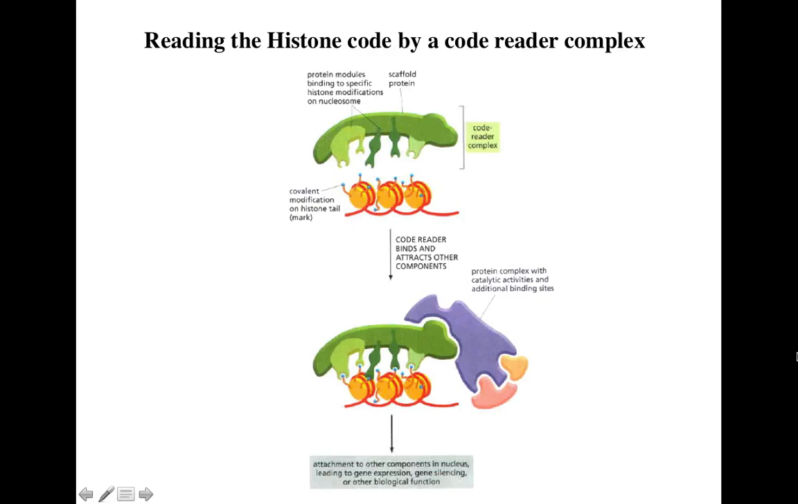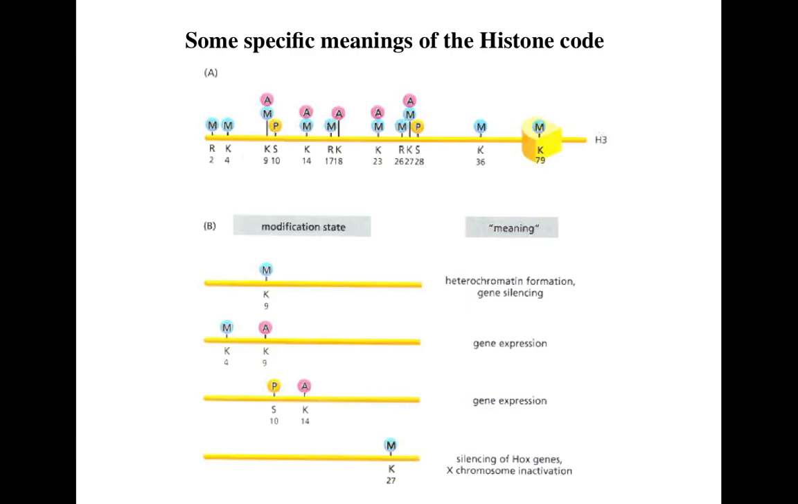Hello everyone. So today we are going to talk about reading of the histone code by a code reader complex. We have previously discussed that histone modifications lead to what we call a histone code, and this histone code may have certain meanings. Depending upon the modification state, whether certain residues are methylated, acetylated, or phosphorylated, this would lead to a specified result in the gene expression.